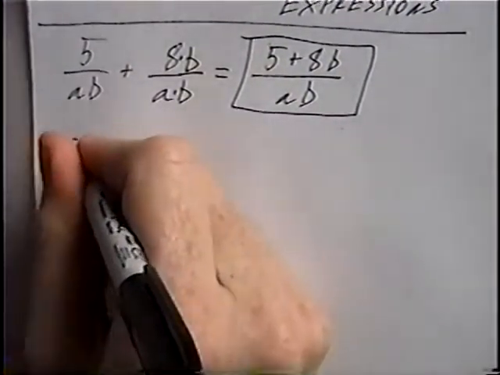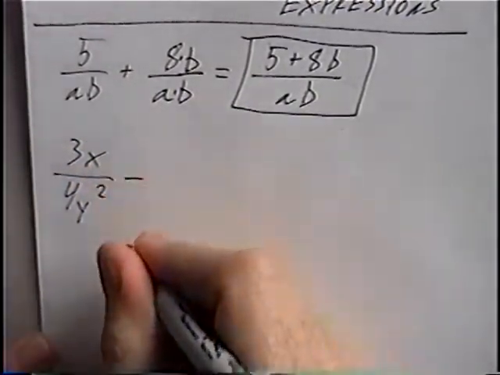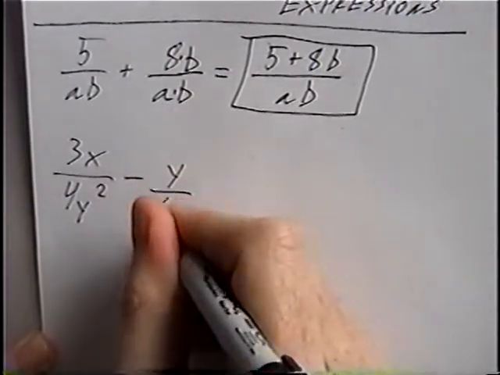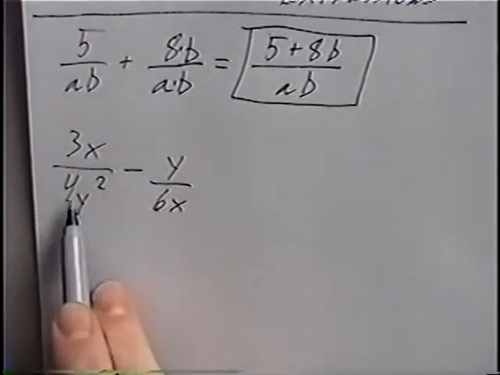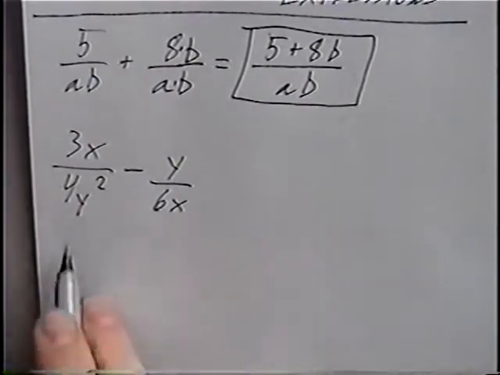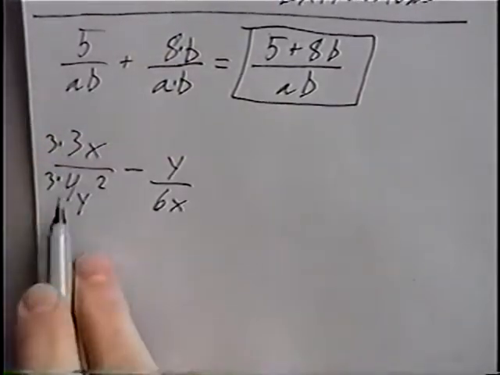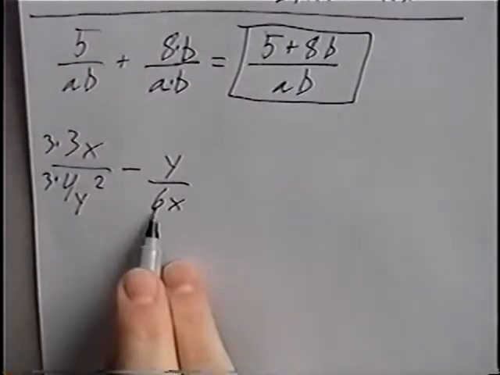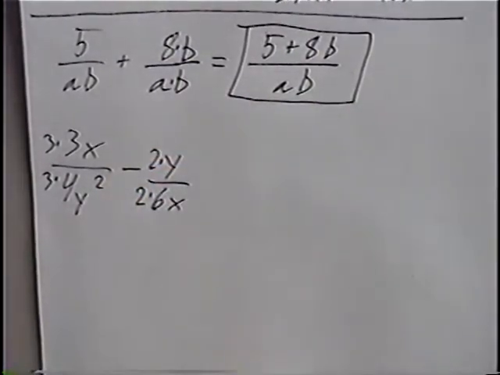Second question is 3x over 4y squared minus y over 6x. Again, you have to have common denominators before you can add or subtract fractions. In this case, if we have 4 and 6, you can get a common denominator between 4 and 6, which would be 12. To make this 4 a 12, you can multiply by 3, again in the denominator and numerator. To make the 6 a 12, you can multiply by 2 in the numerator and denominator.